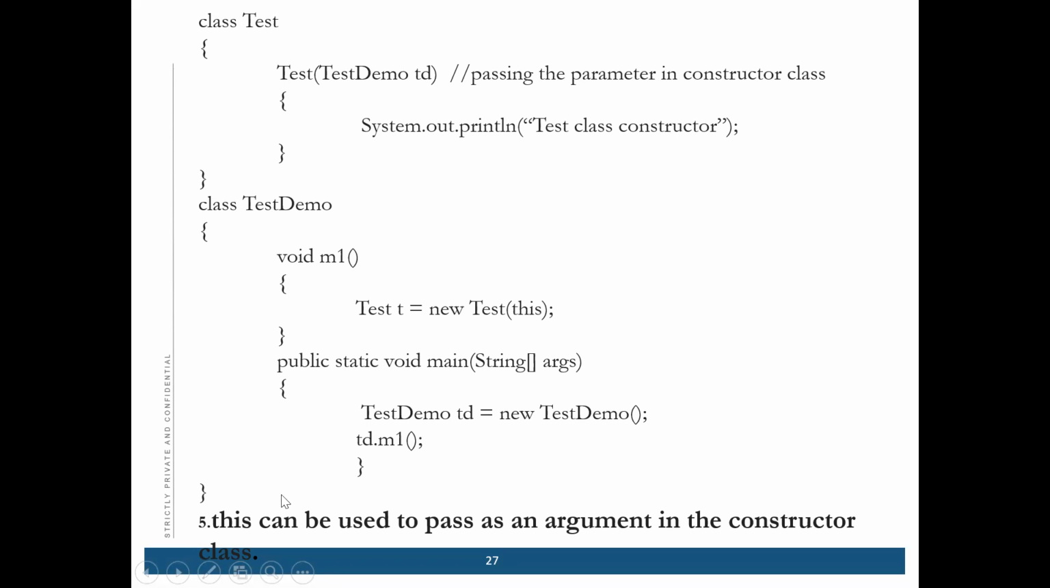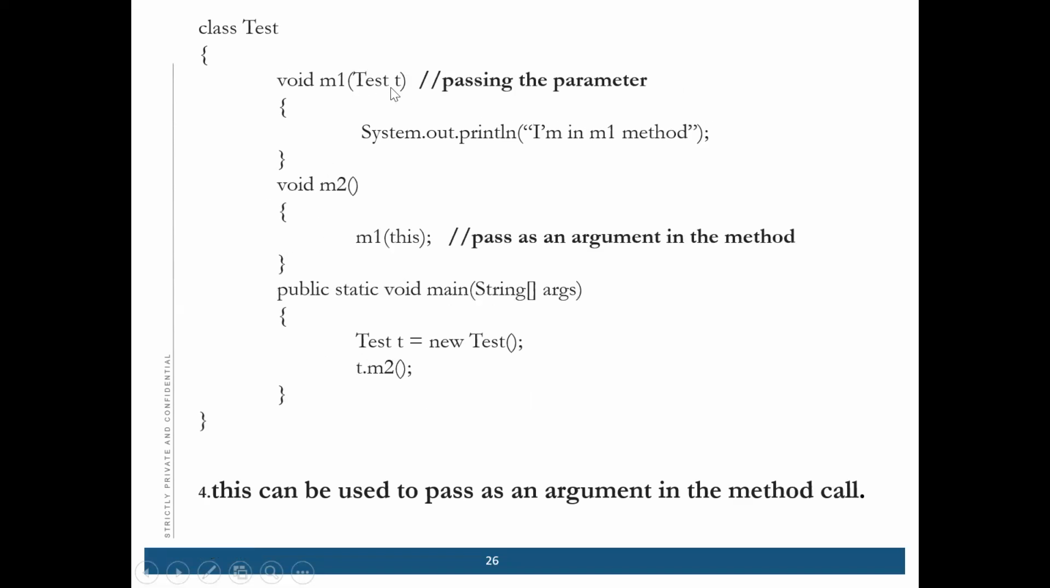In test demo, we are calling test again. What is the need of passing the parameter in the test constructor? This is the use, this way also we can pass the argument inside the constructor. Like in the previous example, we were passing the argument of the same class.